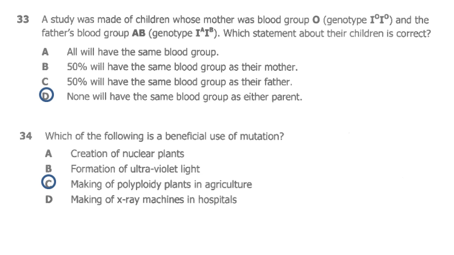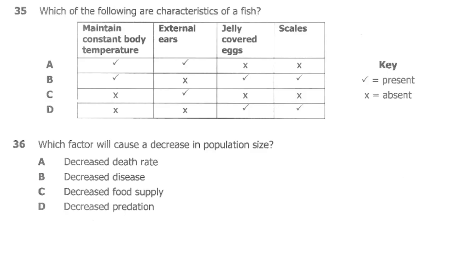Let's move on. Question number 35. Which of the following are characteristics of fish? A. Maintain constant body temperature.